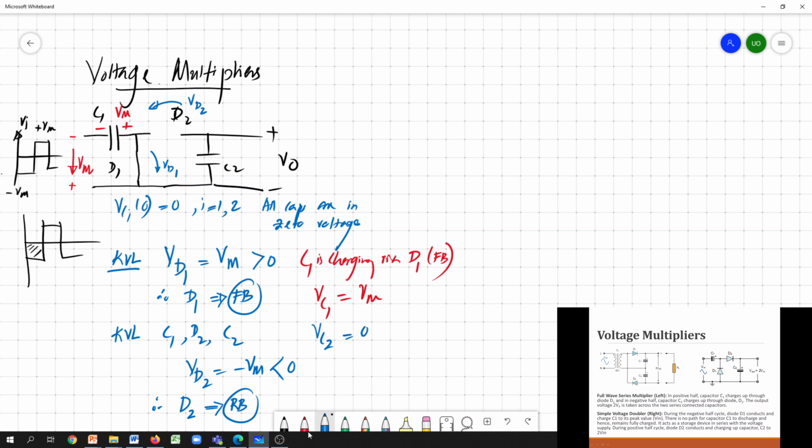Okay, next we'll consider the second cycle, this one. What happens to the circuit? We'll mark those parts. We have the diode like this.